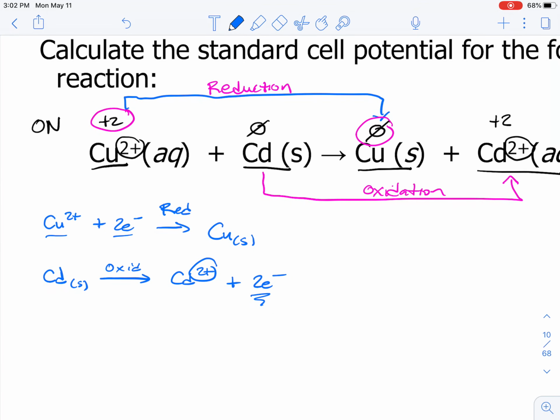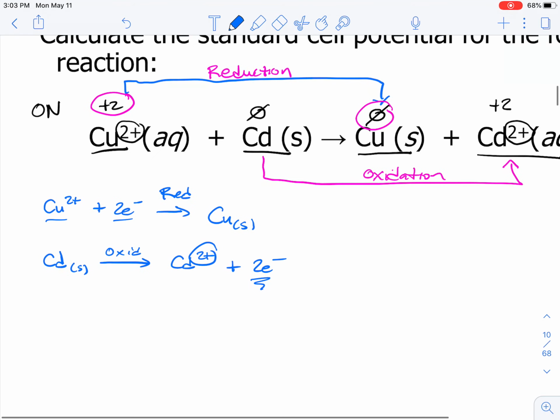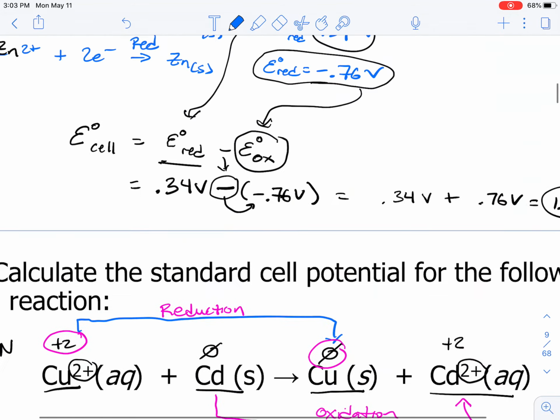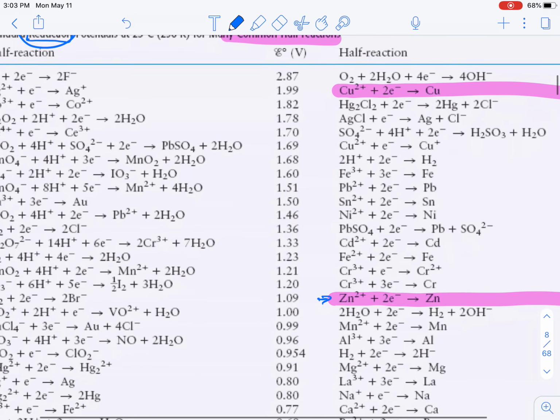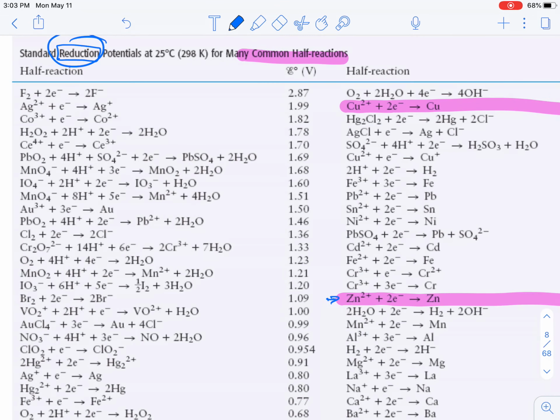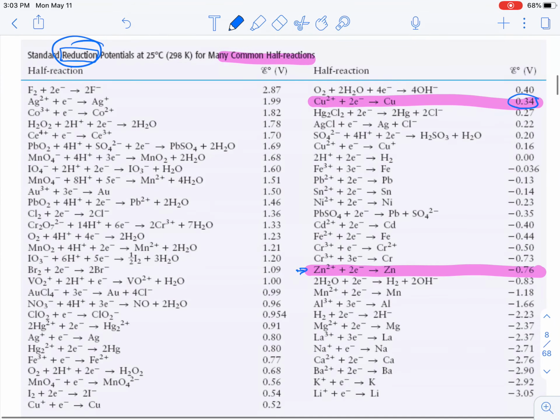All right, and so now that I know my half reactions, what I want to do is calculate the standard cell potential. If I put both these half reactions together and create some type of voltaic or galvanic cell, and if I allow this voltmeter to determine the standard cell potential for me, what value will I get? Since we don't have voltmeters and stuff, we're just going to use this standard reduction potential reference.